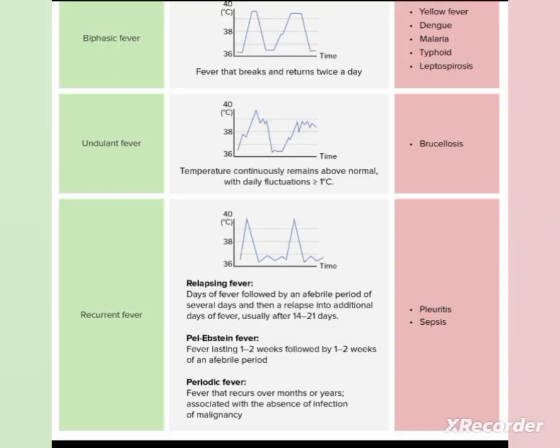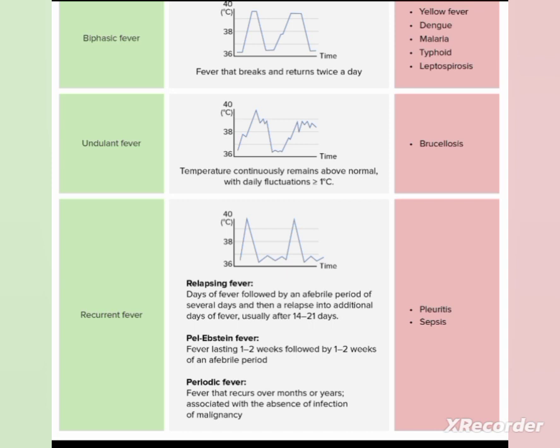Biphasic fever. Biphasic fever means fever that breaks and returns twice a day. In the graph we can see that the fever breaks and returns to normal, and that occurs twice a day. The common diseases are yellow fever, dengue, malaria, typhoid, leptospirosis. So biphasic fever means fever that breaks and returns twice a day.